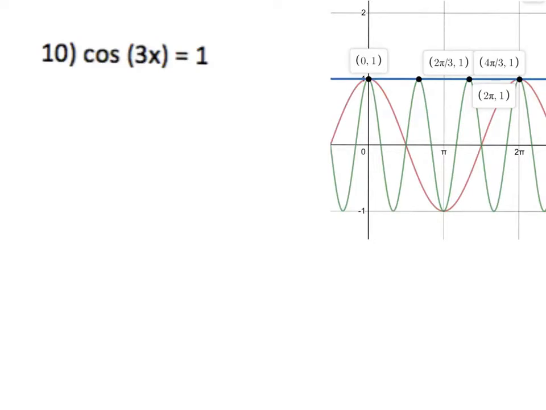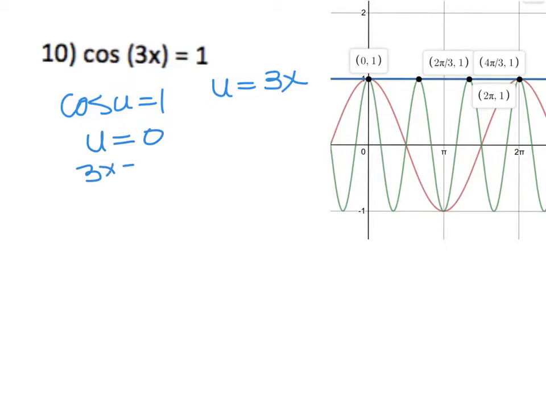All right, for the next problem, we have cosine of 3x equals 1. Same kind of deal. You can let u equal 3x, and then cosine of u equals 1. And where does that happen? Where is cosine 1? Between 0 and 2 pi, cosine is only 1 at one place, and that is 0. So u equals 0, but we don't want u, we want 3x. So we put 3x equals 0, and we divide by 3. Oh, and guess what? x is still 0.